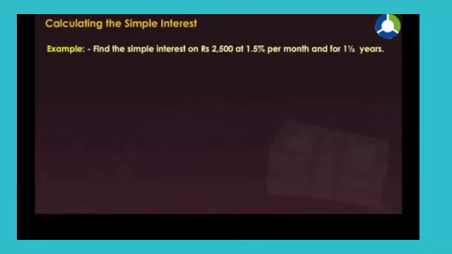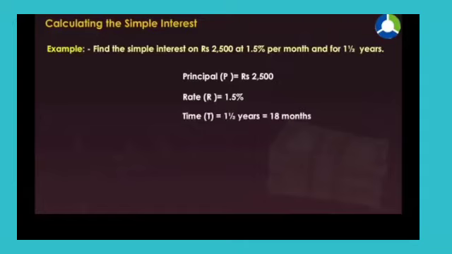Note, when the rate of interest is given per month, the time must also be in months. Example, find the simple interest on rupees 2,500 at 1.5% per month and for 1.5 years. Here, P equals 2,500, R equals 1.5% per month, and time T equals 1.5 years, which is 18 months.